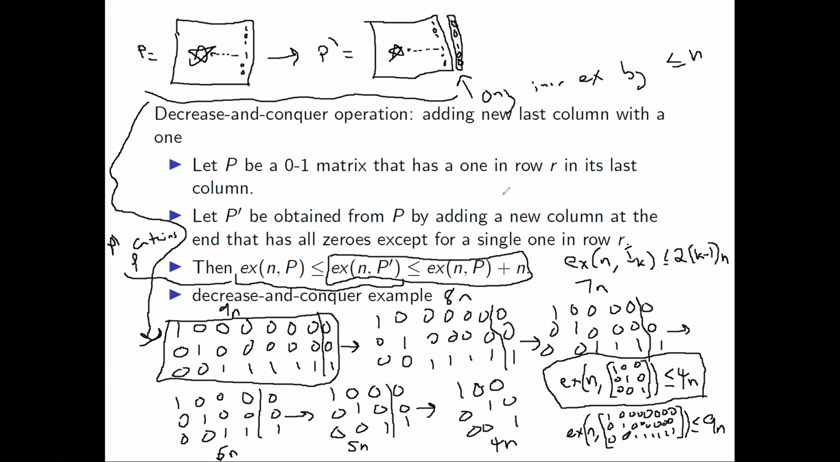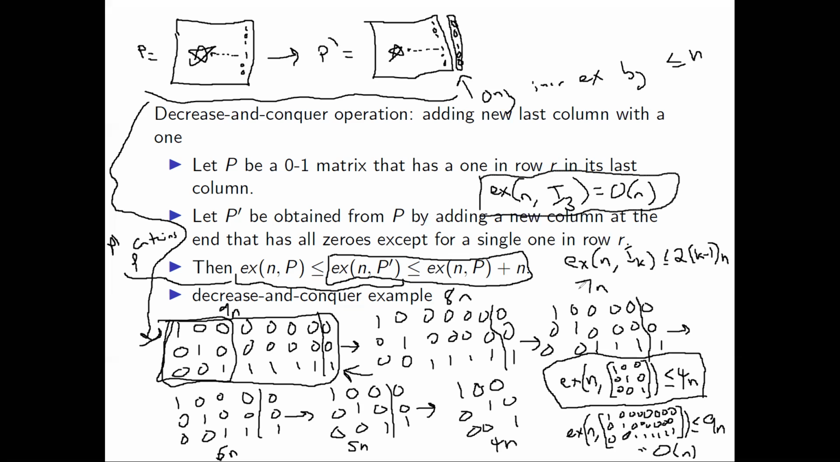What's interesting here is that we have EX of I3, the 3 by 3 identity. That's big O of n. And this one right here is also big O of n. So anything that we get from an identity matrix by adding on a tail of ones like this, we basically took the identity matrix and we gave it a tail of ones on the right. So adding that tail doesn't change the order of the extremal function. So this extremal function for the identity matrix is on the order of n.